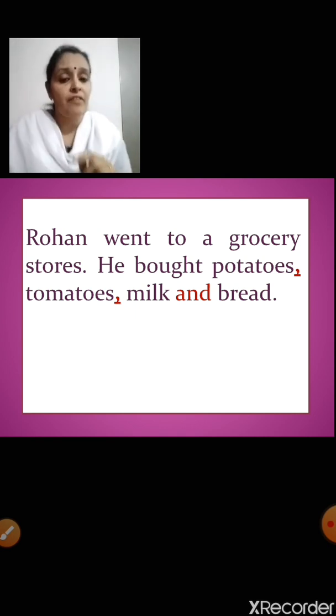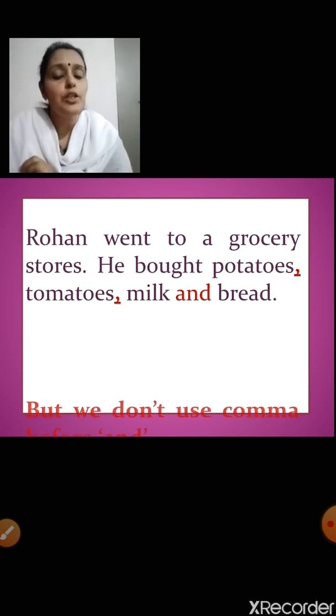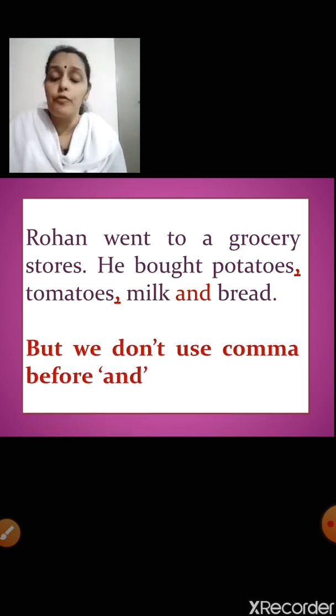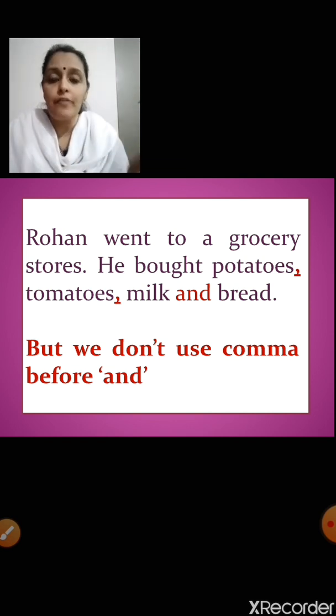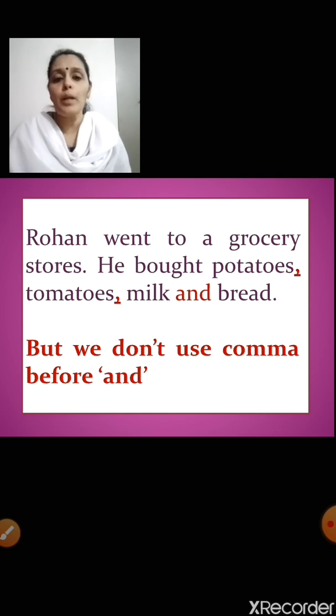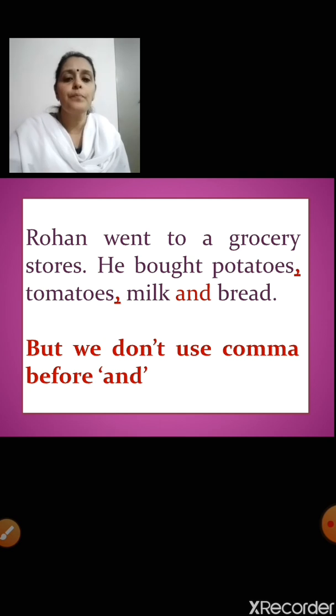But why haven't I put a comma after milk? Because we don't use a comma before and. After milk I have written and bread, so I will not put a comma because I am writing and over there. So: Rohan went to a grocery store. He bought potatoes, comma, tomatoes, comma, milk and bread. Okay, children?